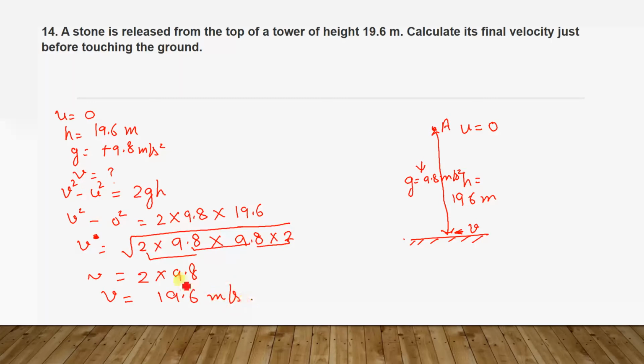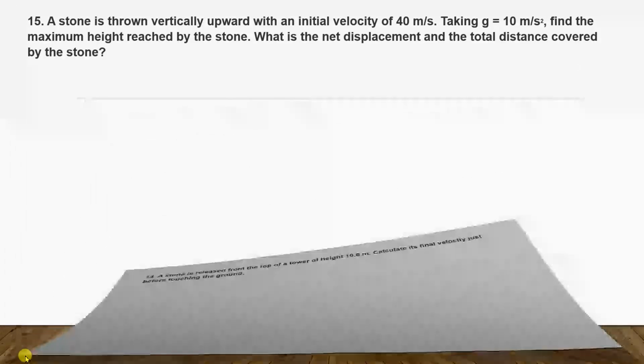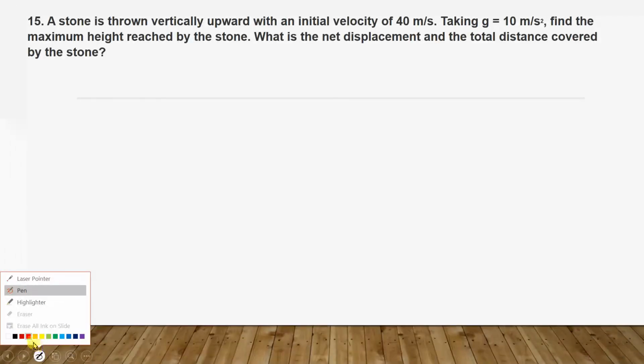Okay, it was easy now? Yes. Let's move to the next question now. A stone is thrown or released, one and the same, vertically upward with the initial velocity of 40 meter per second and taking g as 10 meter per second square. Find the maximum height reached by the stone.